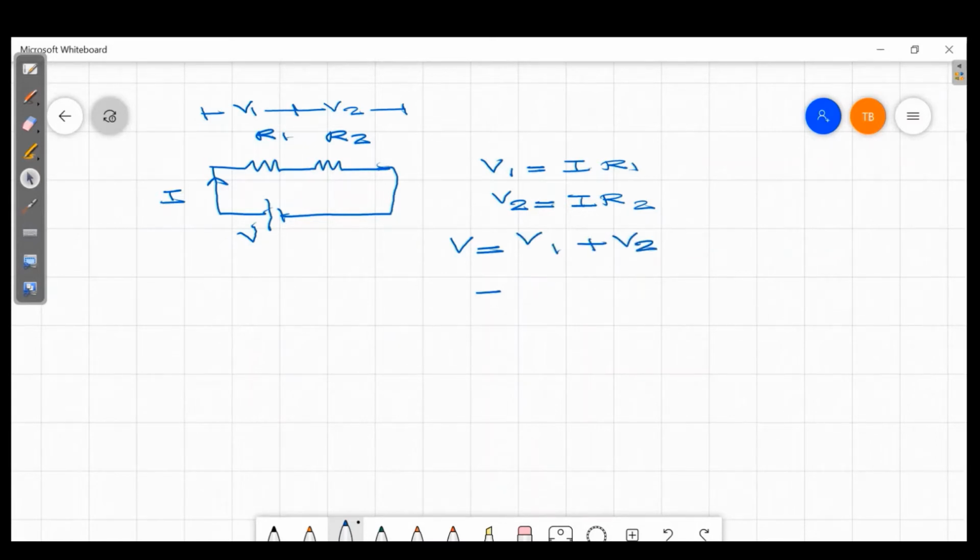Then we can substitute V1 as I into R1, and V2 as I into R2. Just look at the equations. Everywhere there is I, so we can take I outside. So V is equal to I into R1 plus R2. Name this equation 1. Okay, that's enough. Then look at another situation.